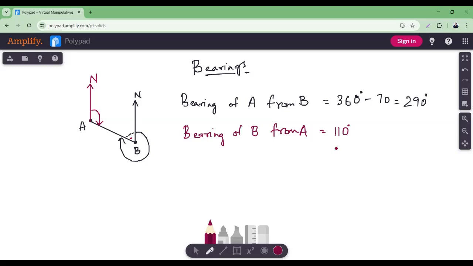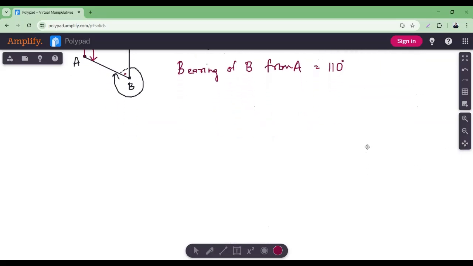Now let's do one more problem based on whatever we understood, and then let's see whether we can proceed further in our problems. Let me take a little complex problem so that you can understand about it.